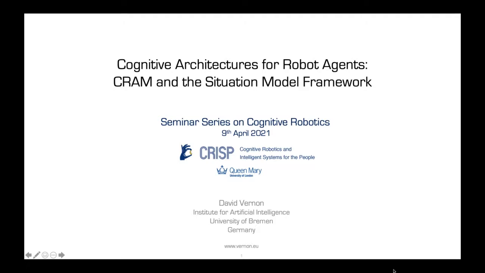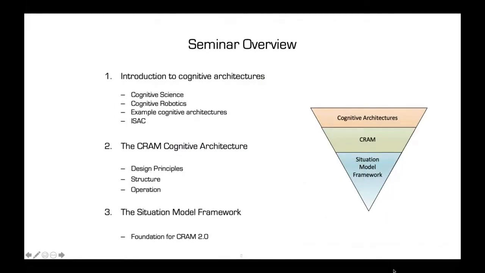In particular, I'm going to take you on a tour of cognitive architectures, and we'll start treating the material in a broad fashion, and we'll progressively deepen it as the talk goes on. So I'll give you an introduction to cognitive science and cognitive robotics, and I'll walk you through a few iconic cognitive architectures, one in a little bit more detail, that's the Isaac one. And then the core of my talk today is the CRAM cognitive architecture, and I'll treat that by talking about its design principles, structure, and operation.